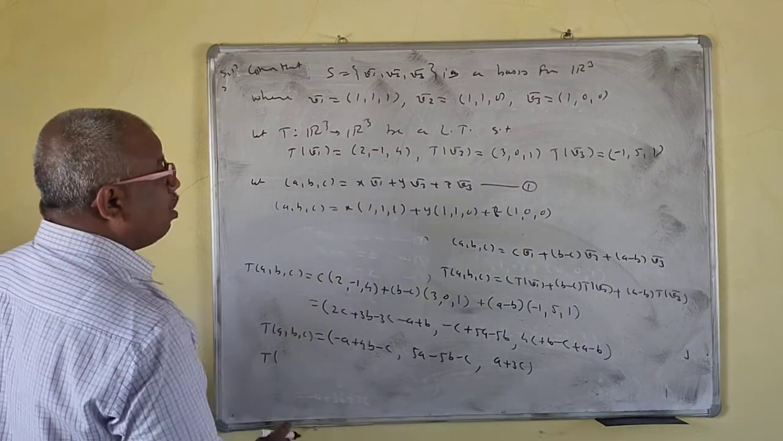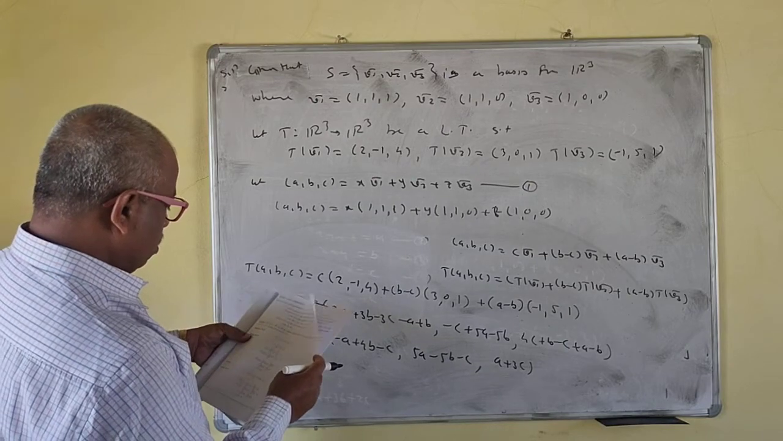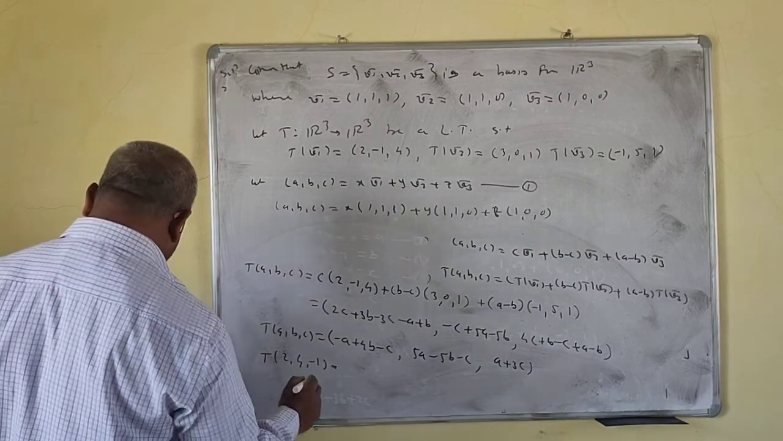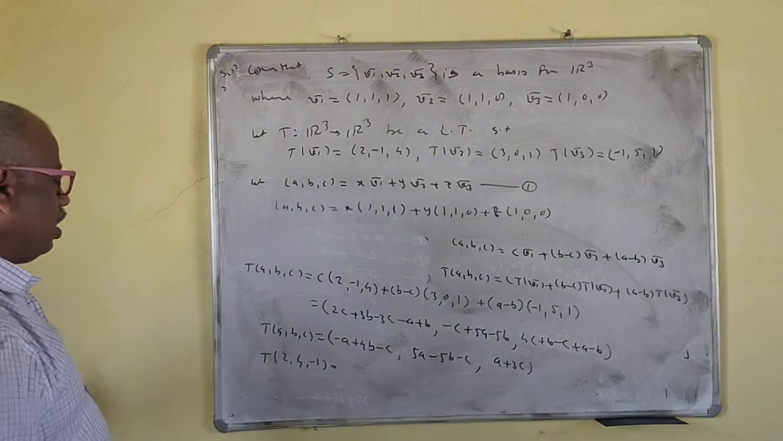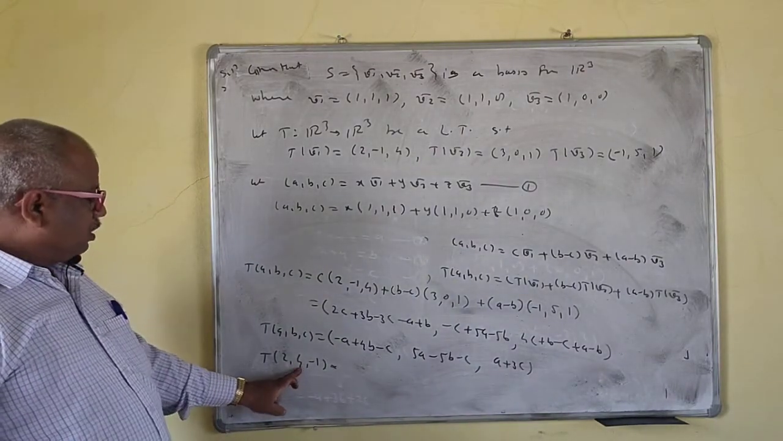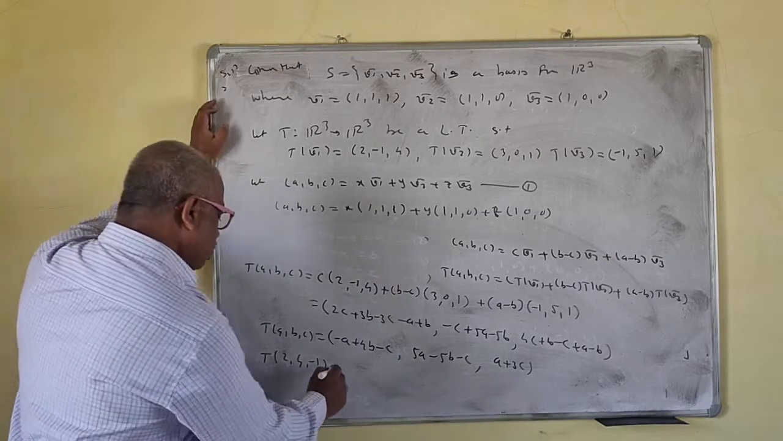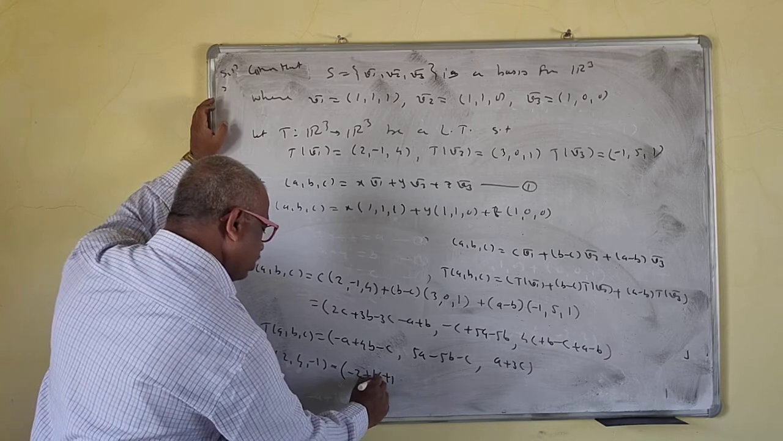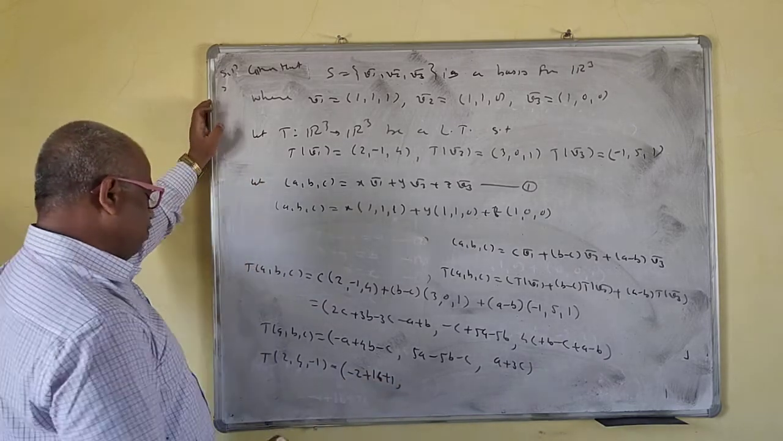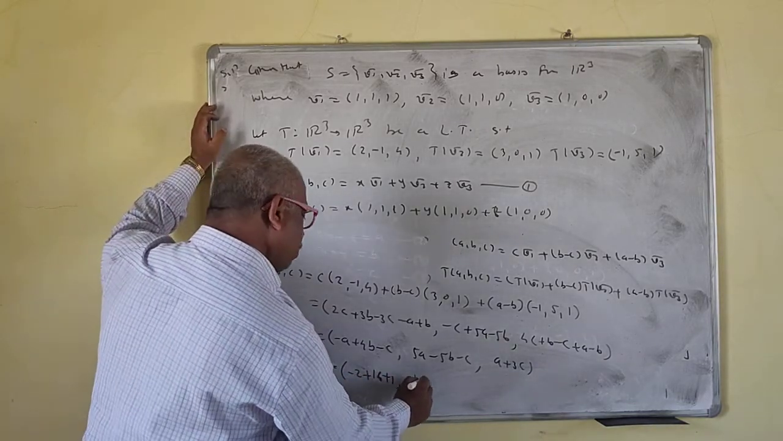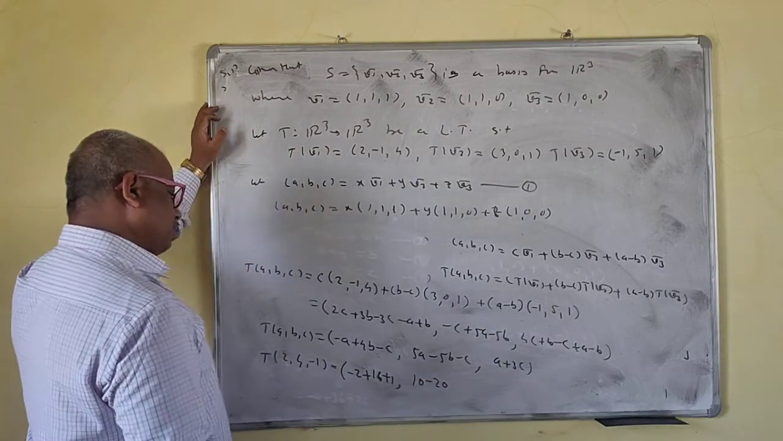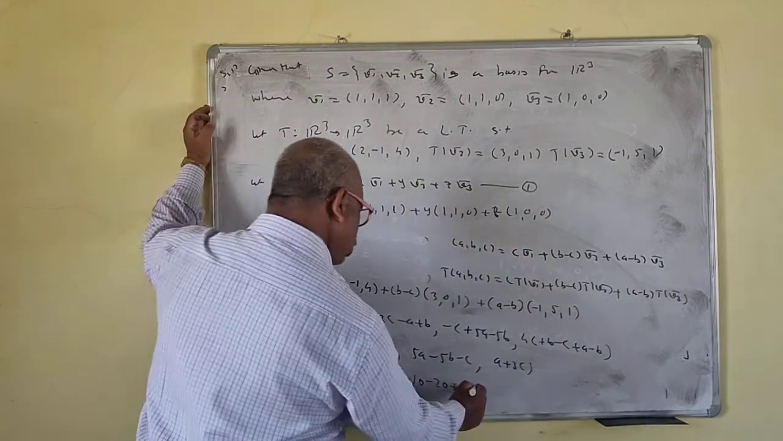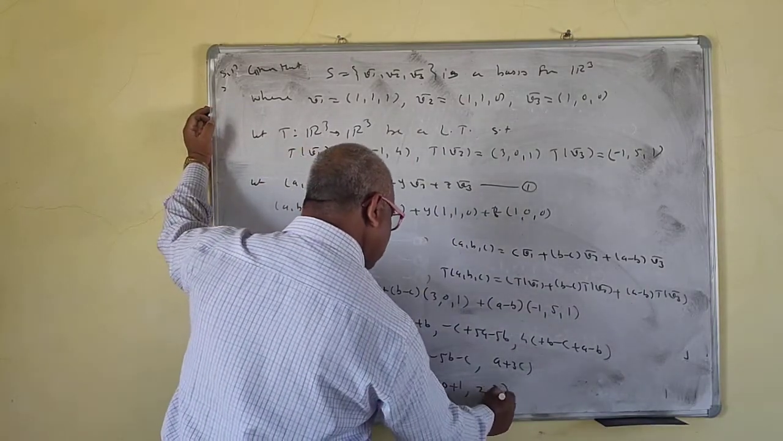Now you have to find T of, what is the question? T of (2, 4, minus 1). So that means your A is 2, B is 4, and C is minus 1. So this is minus 2 plus 16 plus 1. Then 5A means this is 10, minus 20, plus 1. Then A is 2, 3C is minus 3.